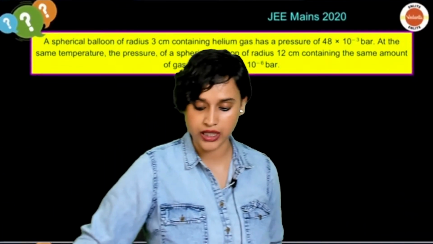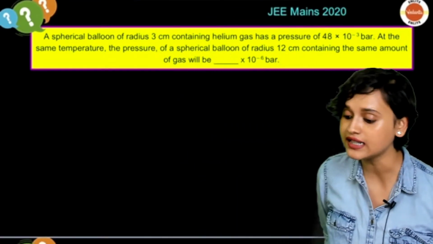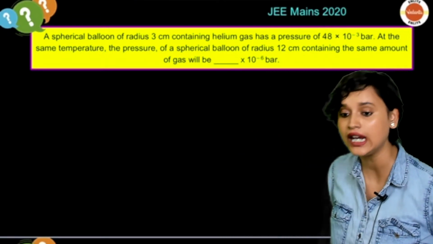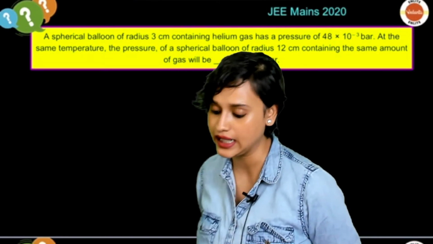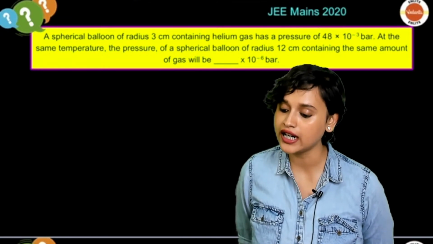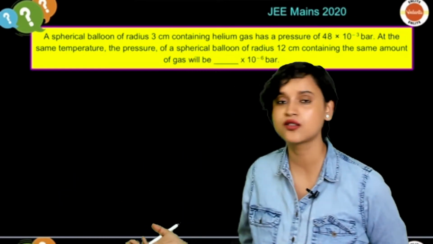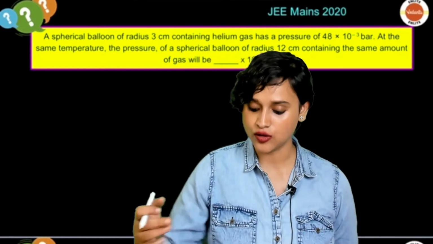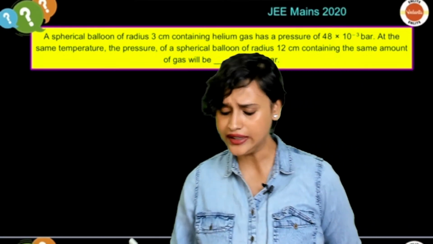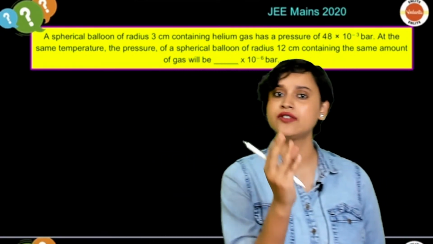Let's solve a question, everybody. The question is, a spherical balloon of radius 3 centimeter containing helium gas has a pressure of 48 into 10 to the power minus 3 bar. At the same temperature, the pressure of a spherical balloon of radius 12 centimeter containing the same amount of gas will be low. This is going to be so easy. It is saying that it has helium gas. They have taken helium gas, right? And for the first case, they have given you the radius.